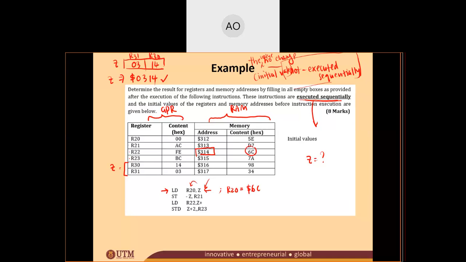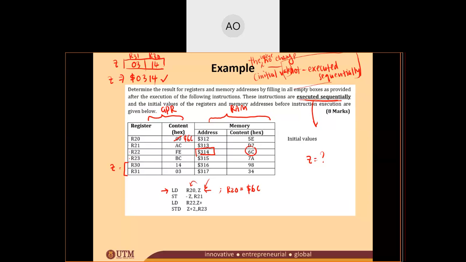Okay, so here, in this question, you need to fill in this table. This one here, you change from 00, so now it becomes 6C. So you finish the first instruction.